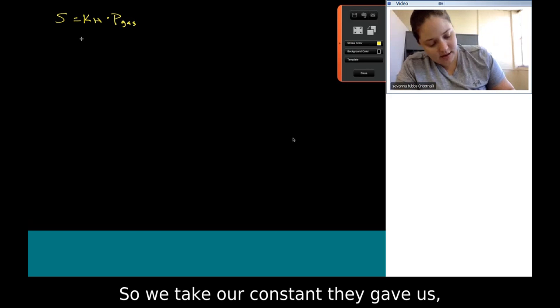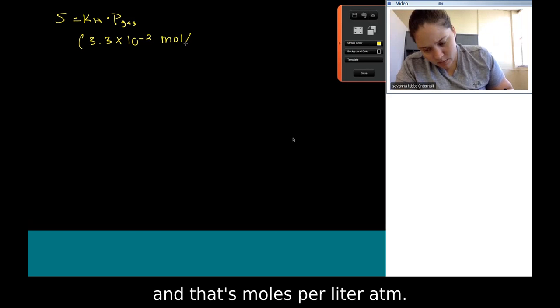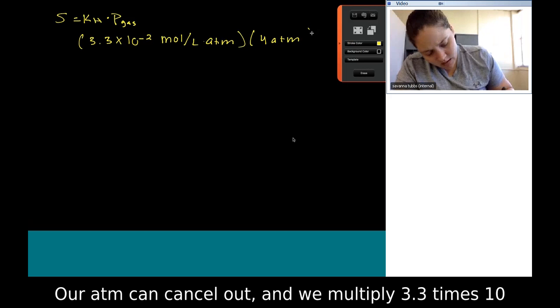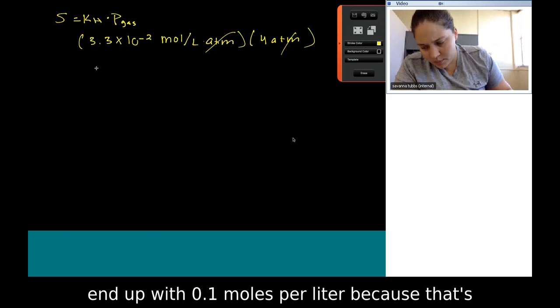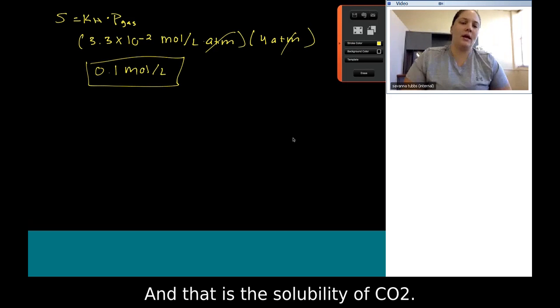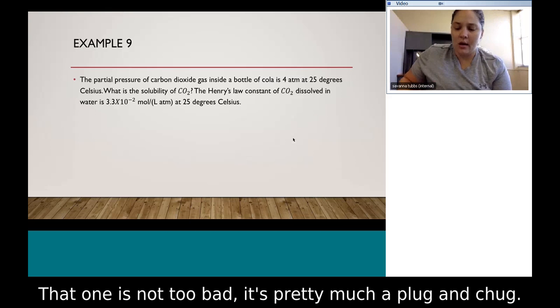So we take our constant they gave us, which was 3.3 times 10 to the negative 2, and that's moles per liter ATM. And we're going to multiply it by the pressure they gave us, which was 4 atm. Our ATM can cancel out, and we multiply 3.3 times 10 to the negative 2 times 4, and we'll end up with 0.1 moles per liter, because that's the units that are left over. And that is the solubility of CO2. That one's not too bad. It's pretty much a plug and chug.